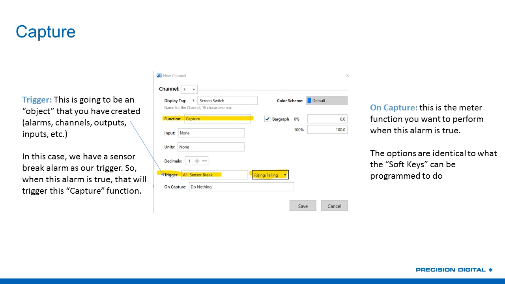Anything you can do with the soft keys or the digital input or that scheduling feature we looked at last week, you can do it with the capture feature, except rather than having some sort of human interface, having to push a button, this will perform a meter function based on process conditions.